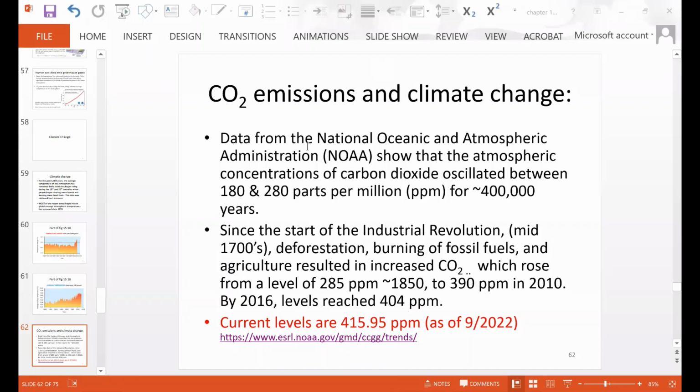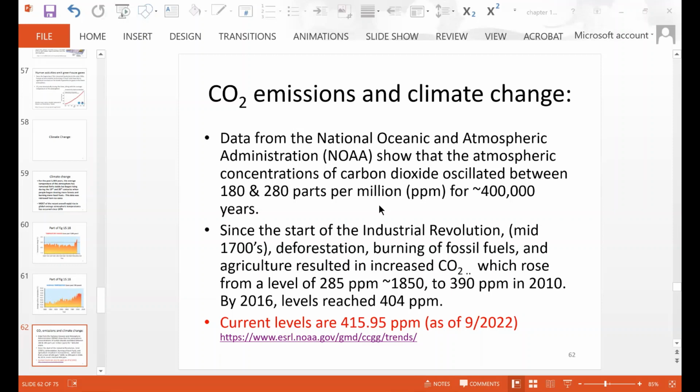Data from the National Oceanic and Atmospheric Administration, NOAA, show that the atmospheric concentrations of carbon dioxide oscillated between 180 and 280 parts per million for approximately 400,000 years. So we had very steady carbon dioxide between 180 and 280. And it just went up and down between those two numbers for 400,000 years.